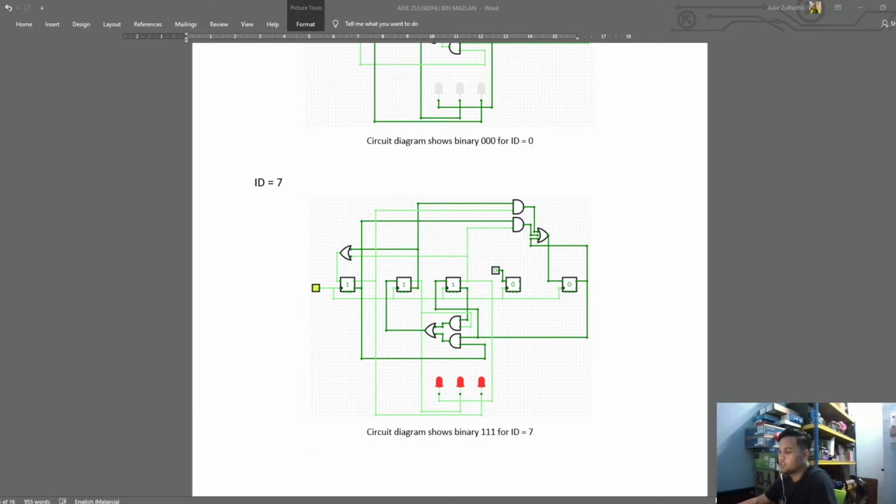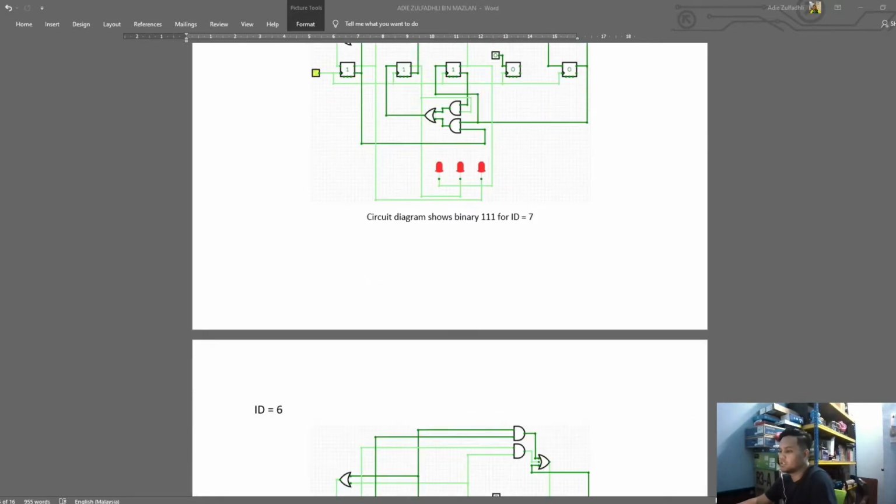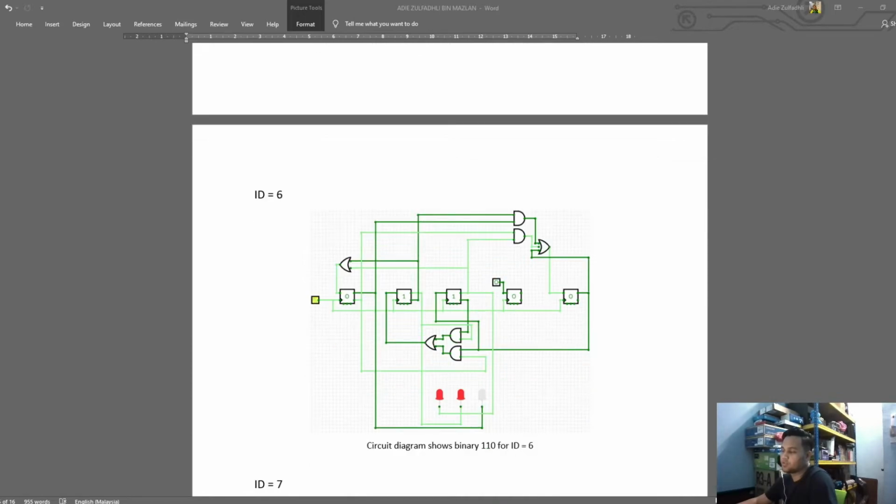So the LED shows light up. It shows 1 1 1 for ID equal to 7. So this is ID equal to 6, 0 1 1. But because it's LSB and MSB, the light up is on the left. So this is 4 2 1. So 4 plus 2 equal to 6. So 1 1 0. ID equal to 6.